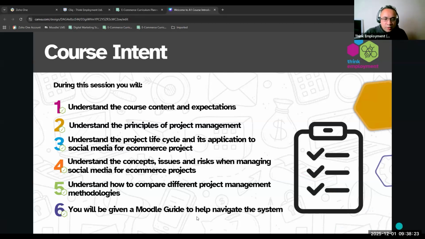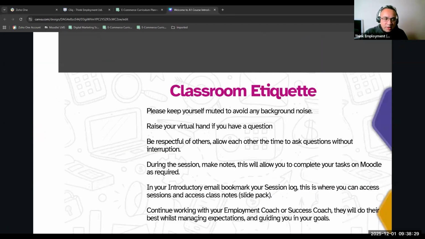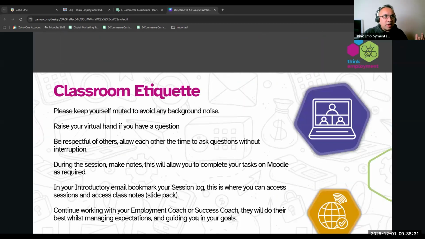When we think about project management, we need to think that this is to manage the whole project, and there are different stages we're going to go through.